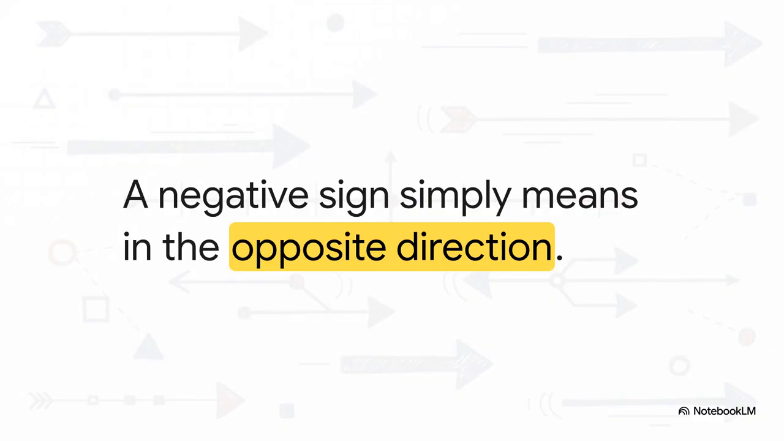Here is the critical secret to this whole concept. In physics, a negative sign isn't some math operation telling you to take something away. Not at all. A negative sign simply means in the opposite direction. So, if we want to subtract vector b, all we do is take the original vector for b, spin it around a full 180 degrees so it points in the exact opposite direction, and then boom, we just add it head to tail exactly like we did before.